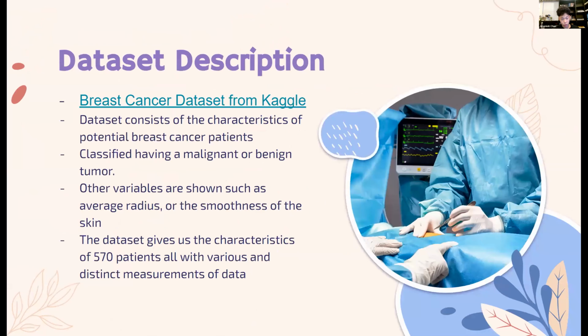So for our project, we chose a data set from Kaggle. This data set consists of various factors such as radius of the tumor or smoothness of the skin that can help detect what type of tumor is present. And this data set is realistic. It's not simulated, as this data is taken from diagnostic x-rays, with each data point being distinct.